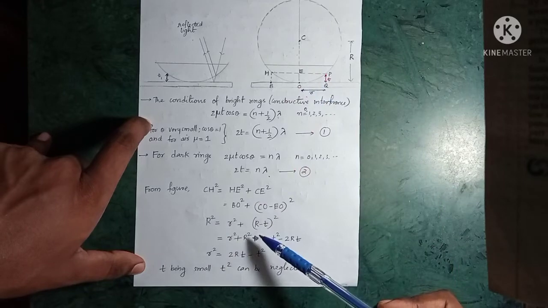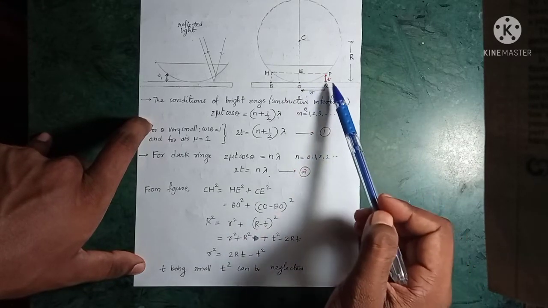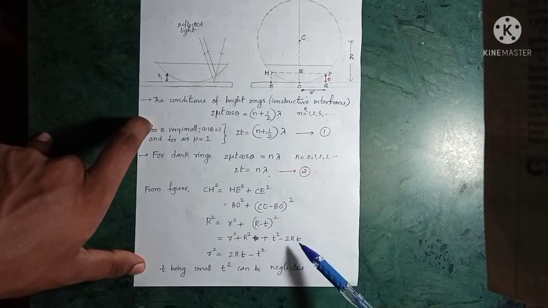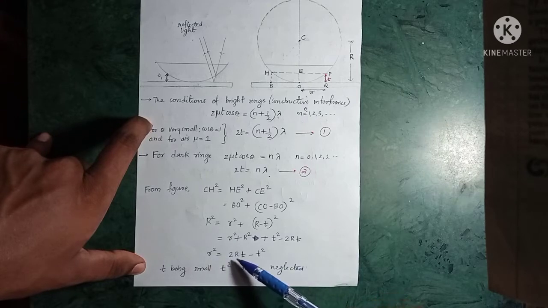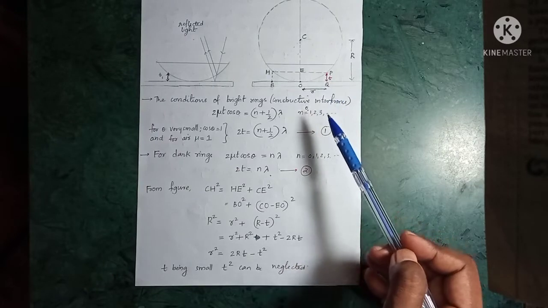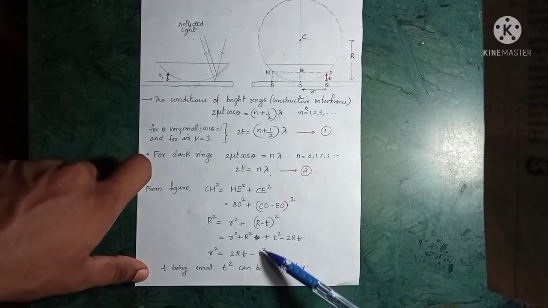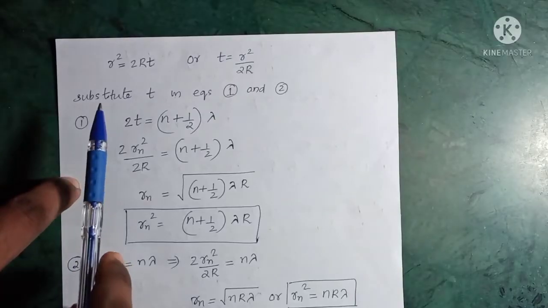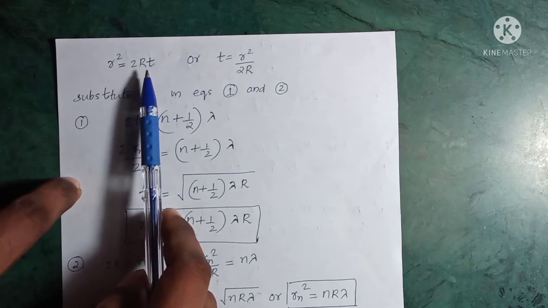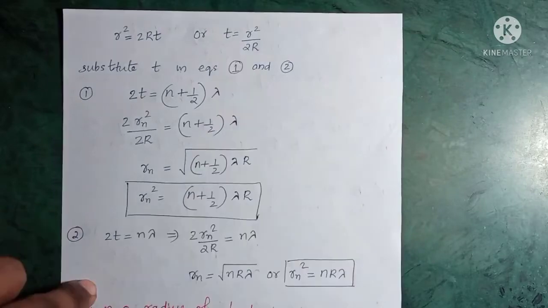CO is the radius capital R, and EO is the thickness small t. So this can be further simplified to r square equals 2Rt minus t square. Again, here thickness is very small, so we can neglect the value t square. So small r square equals 2 capital R into t. So we can obtain the value of t from here.